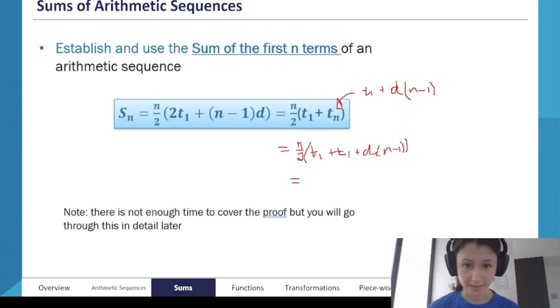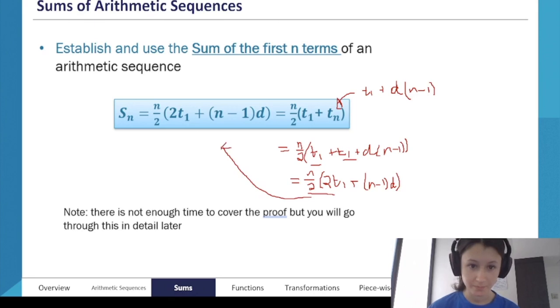So simplifying this, our two like terms are going to be T1. So it's going to give us 2T1 plus, and take 1 D. And as you can see here, this is the first part of our equation here.